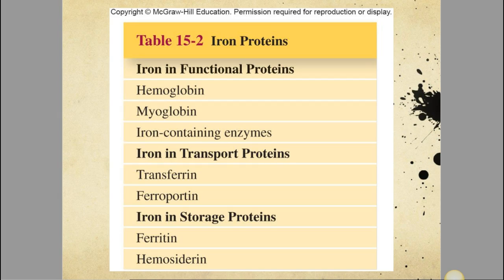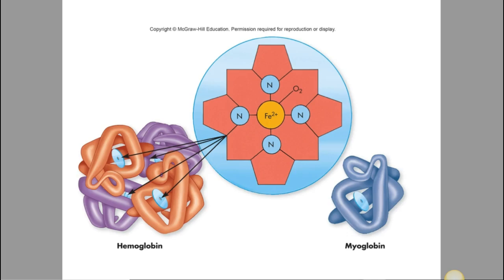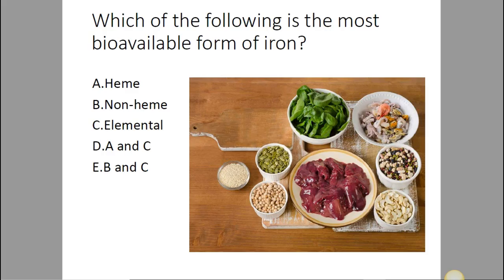And this table just lists out the different iron proteins and where you'll find them. And here we see a blow up of hemoglobin, so you can see what that looks like.